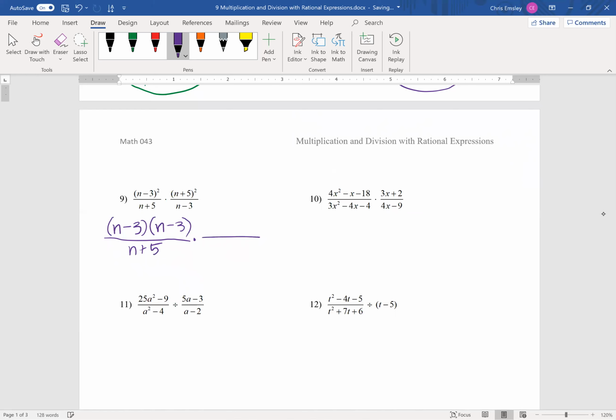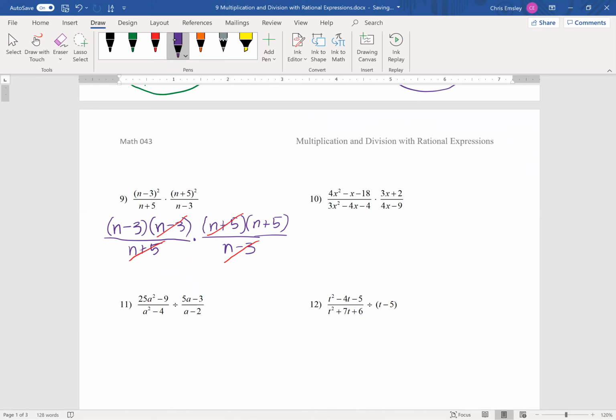Multiplication, so I'm not flipping anything. And then this second rational expression is n plus 5 squared, which is really n plus 5 times n plus 5. When we write it like that, you might be able to see a little more easily what cancels. One of these n minus 3s cancels there, and one of these n plus 5s cancels there.